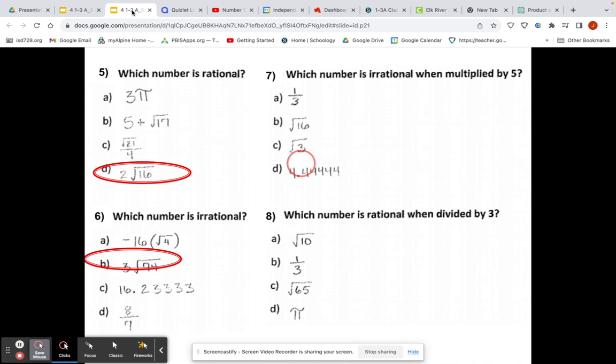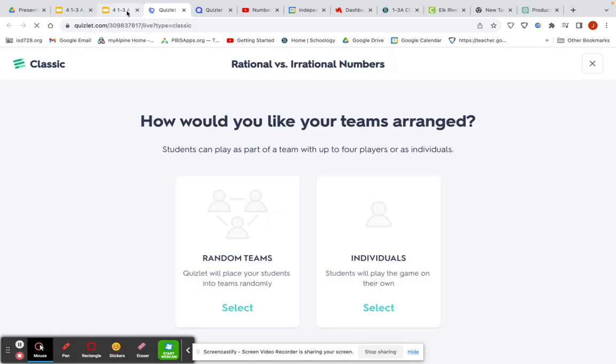I don't know why it went to Quizlet, but it wants to for some reason.